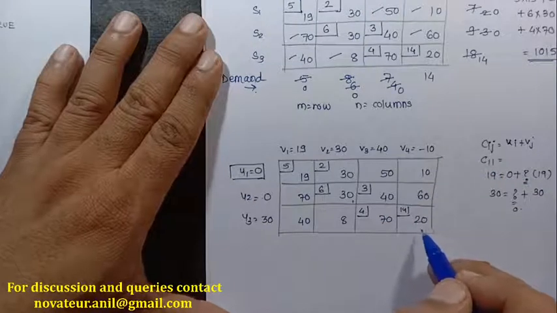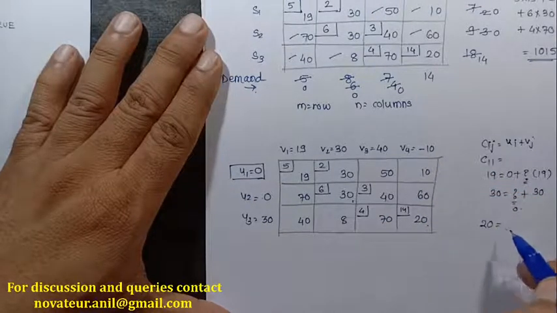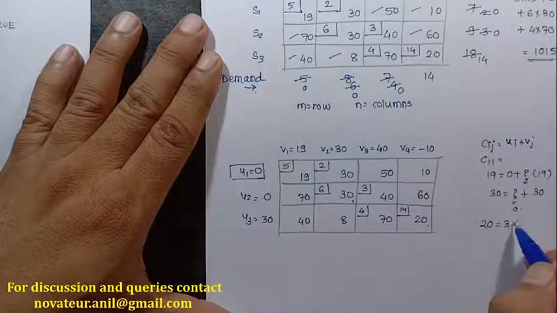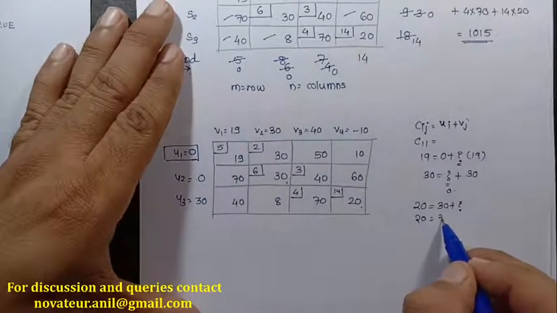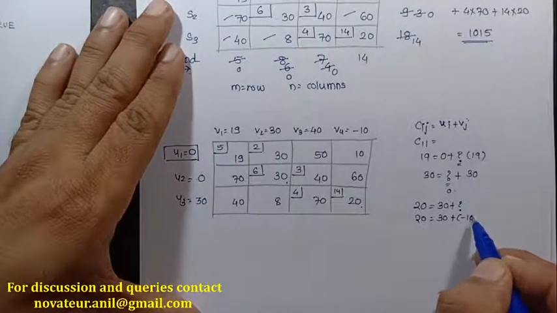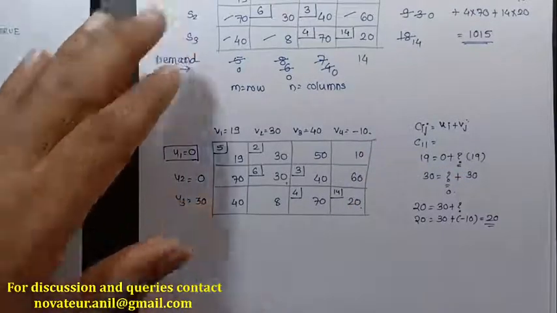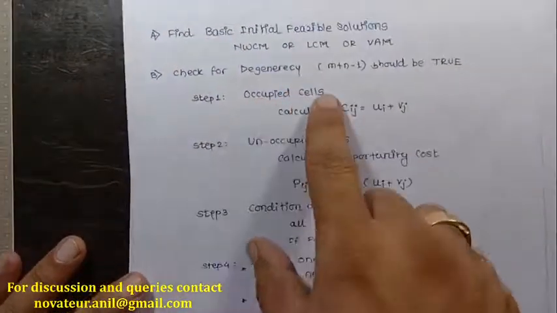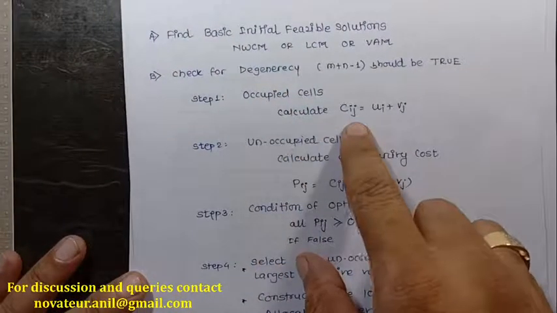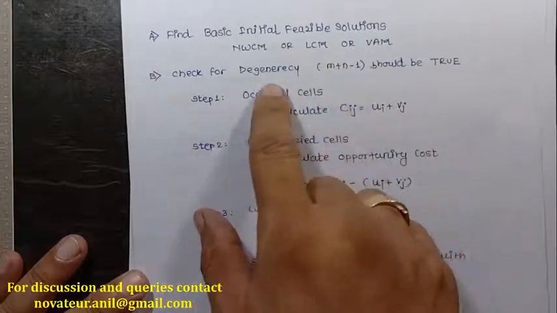I'll explain how this minus 10 has come here. What is the cost value of this? 20. What is the U value? 30. Plus I need to write something in order to make it balance. So 20 is equal to 30 plus something; if I put minus 10 here, it becomes 20. Understand? That's why this value is minus 10. So for occupied cells we calculate Cij is equal to Ui plus Vj. This is for occupied cells.